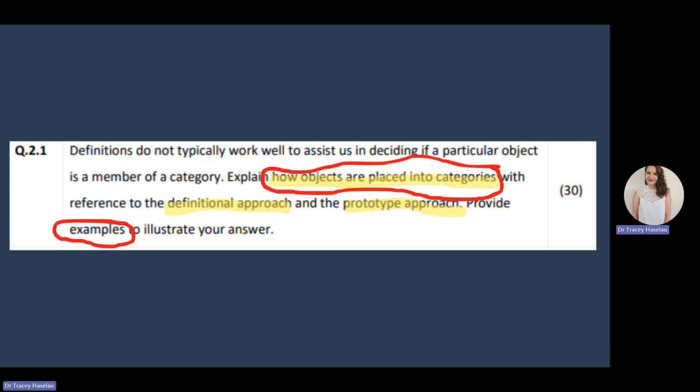Call it categorization. In reference to, there's one little branch of my mind map, the definitional approach theory, and the prototype approach theory. Now, in my mind map, I would make sure that I've got examples attached to each of these, because look at the very last instruction: provide examples to illustrate your answer. Remember, even in an explain question, you are still providing evidence in the form of facts, theories, studies, experiments, etc. For 30 marks, think back to how the previous 30-mark question was broken down and see if you can guess what would be in the memo.